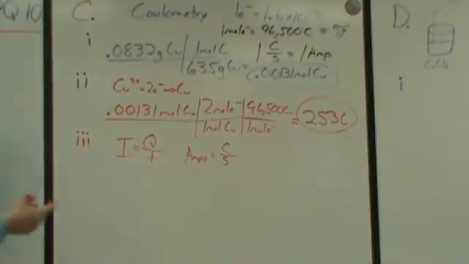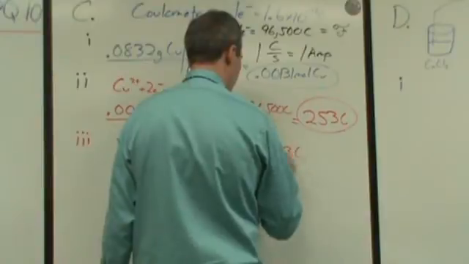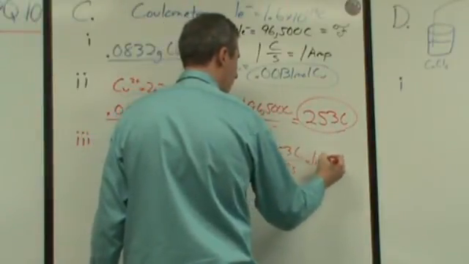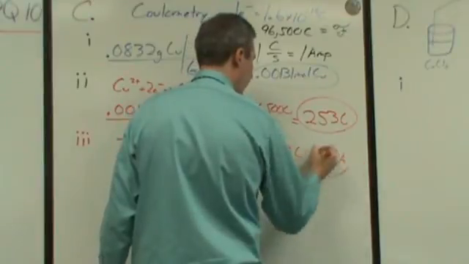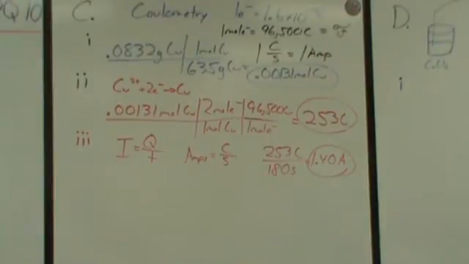So what I can do is take my 253 coulombs, and it runs for 3 minutes, which is 180 seconds, which comes out to 1.40 amps of current flowing through that. And that's probably one of the first ways we could actually measure what the R constant was using coulometry. It worked very well.